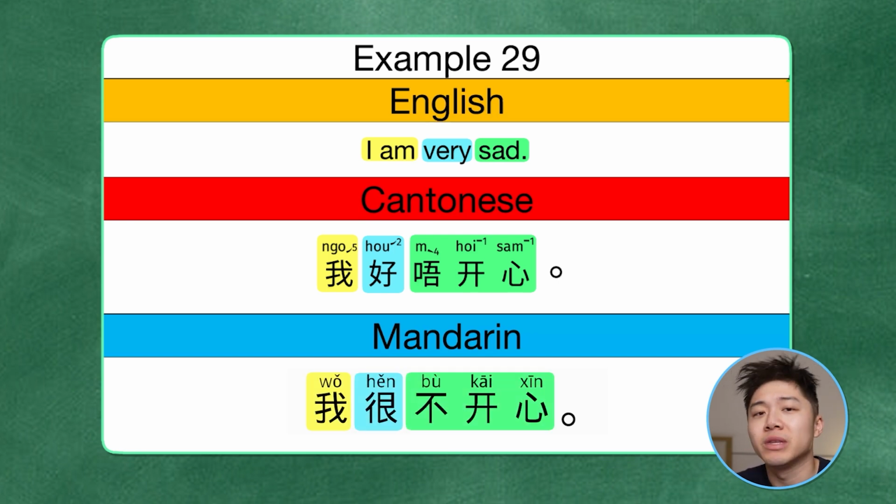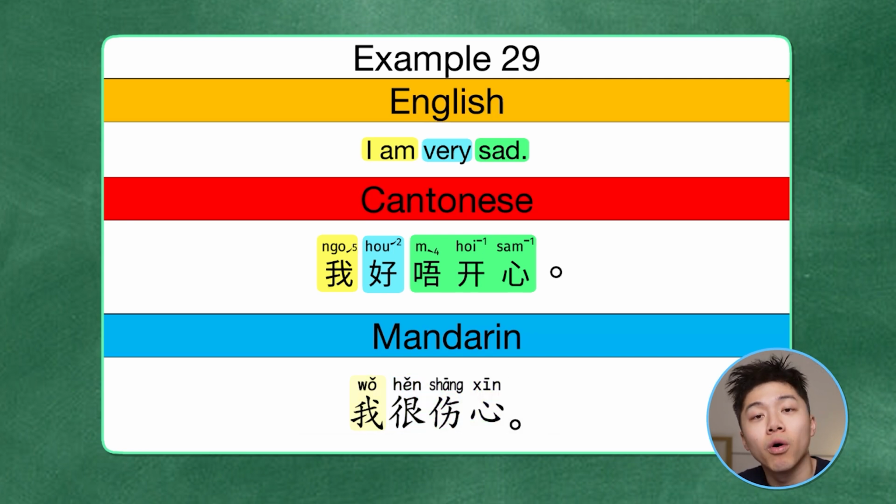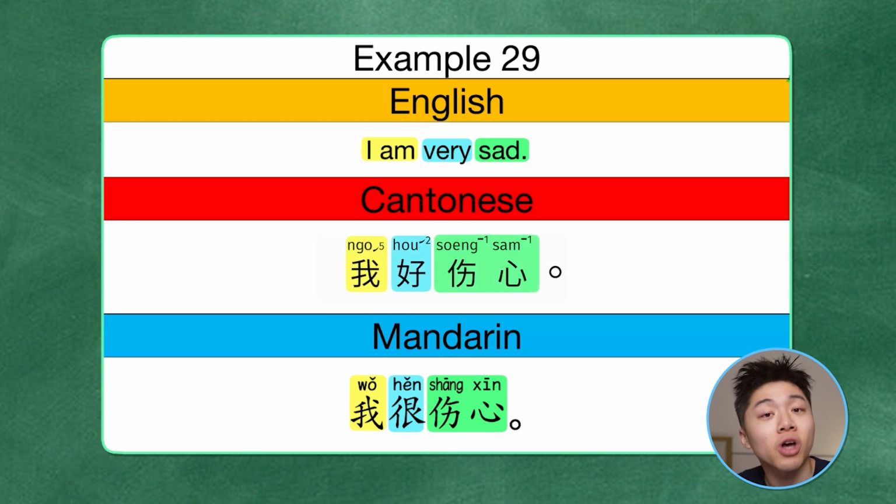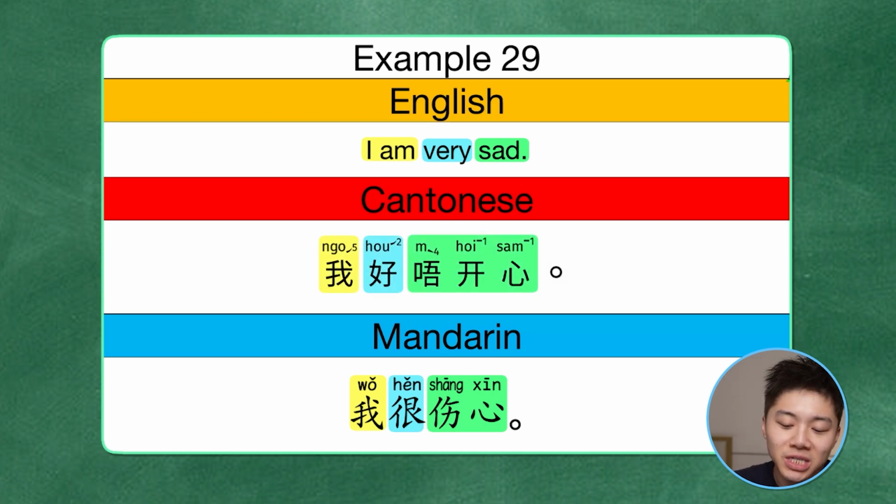But in Mandarin, more commonly for sad, we use the literal word for sad, which is 我很傷心, 傷心 means sad. Now you can also say that in Cantonese. 我好傷心, but not as common. So again, you'll see in Cantonese, we more commonly say, I am very not happy. In Mandarin, we more commonly say, I am very sad, but overall interchangeable and same meaning.